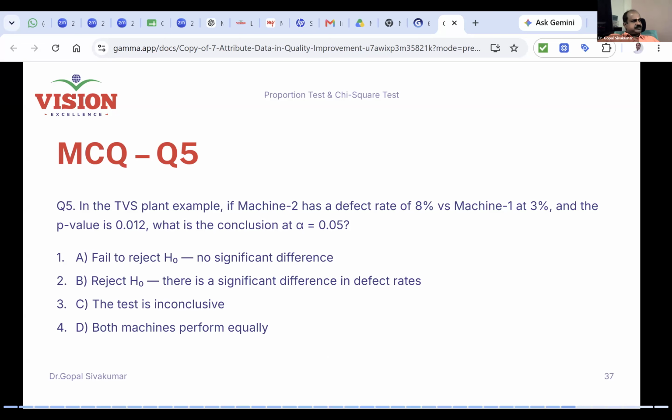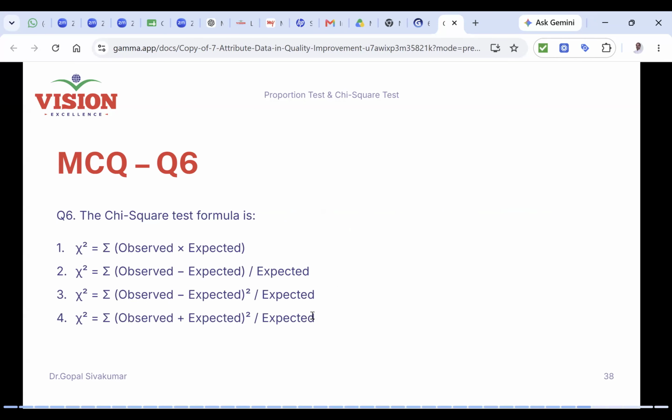Okay, so reject H0, which means there is a significant difference in the defect rate. Yes, sir. The chi-square test formula is number 3: observed minus expected, the whole squared, divided by expected. That's the chi-square.